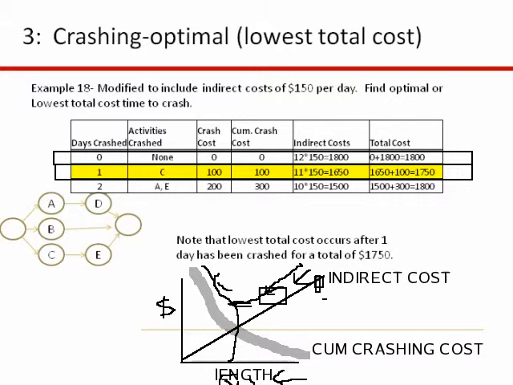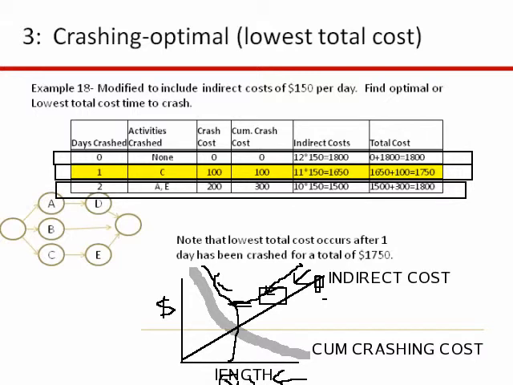And so what we do is we just keep going until we find a minimum. So you can see if we look at 2 days crashed, this last row here, we know that we have to crash A and E. It's going to cost us an additional $200. Cumulatively, it's going to cost us $300, but we're going to save another $150 on our indirect costs. So our total cost now is going to be $1,800.